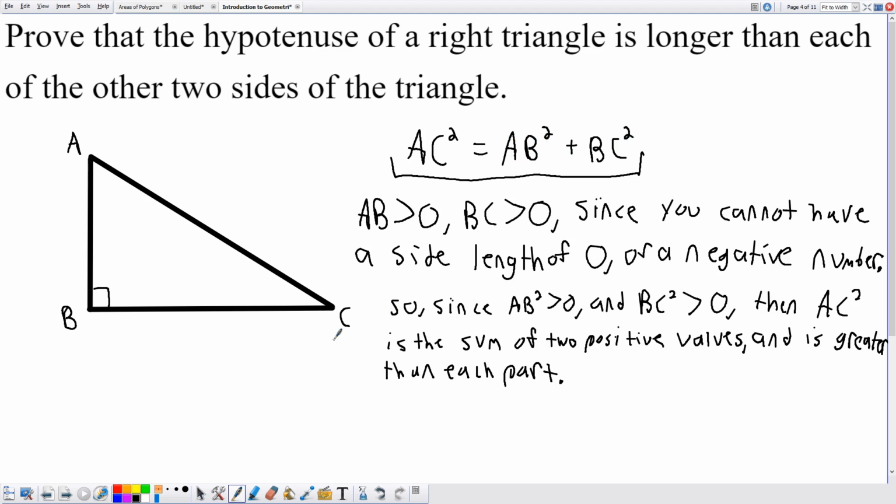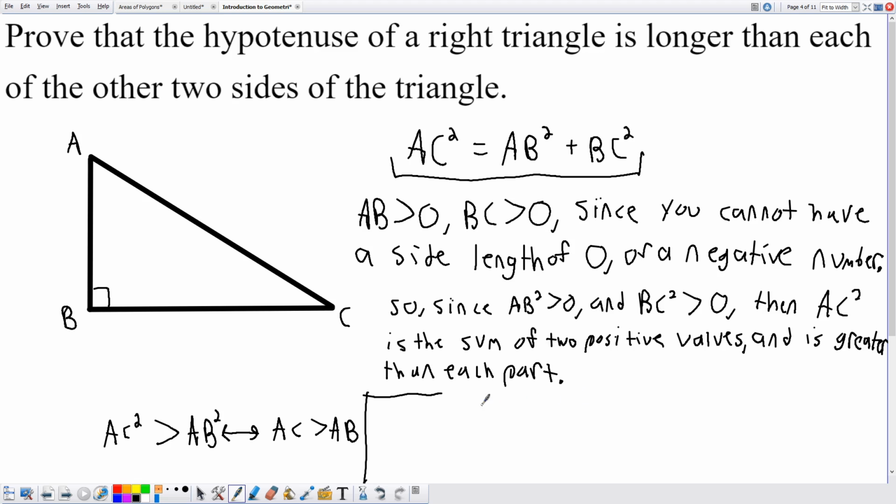since AB squared and BC squared are positive, then we must have that AC squared is strictly greater than AB squared. Because we also know that BC squared is positive, so since AC squared is the value of AB squared plus another positive number, it must be greater. And this also implies that AC is greater than AB.